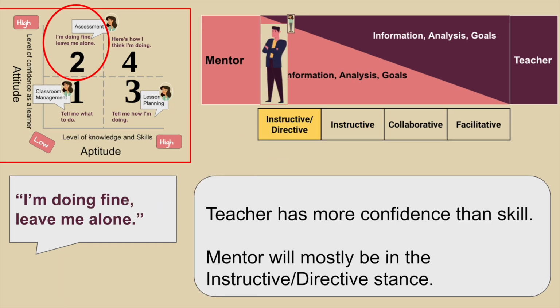She's in quadrant 2 for assessments. She has high confidence but low skill in this area. You'll probably get the "I'm doing fine, leave me alone" vibe. The mentor will move to the instructive directive stance when supporting the teacher on topics related to assessments.